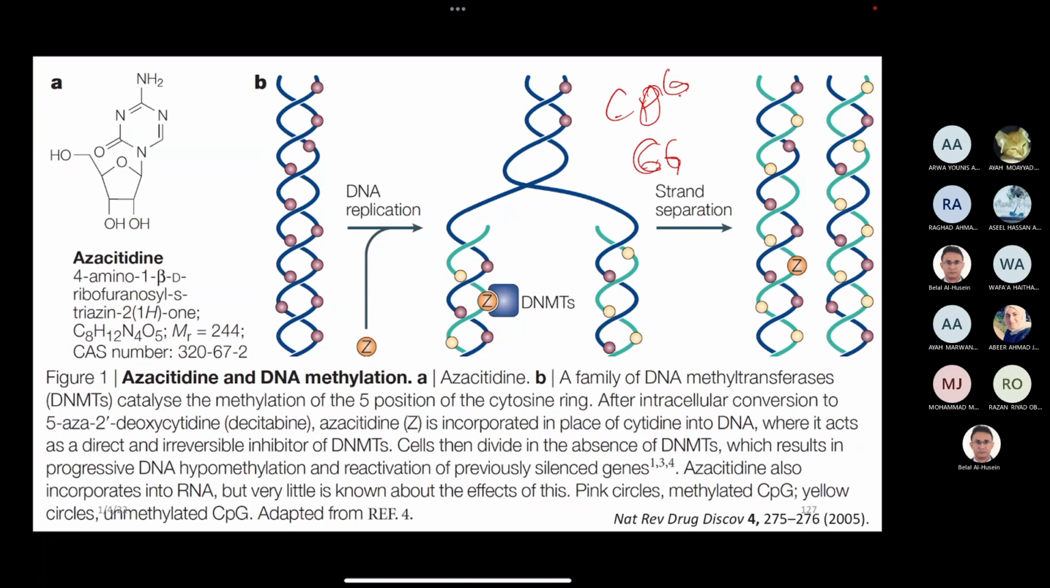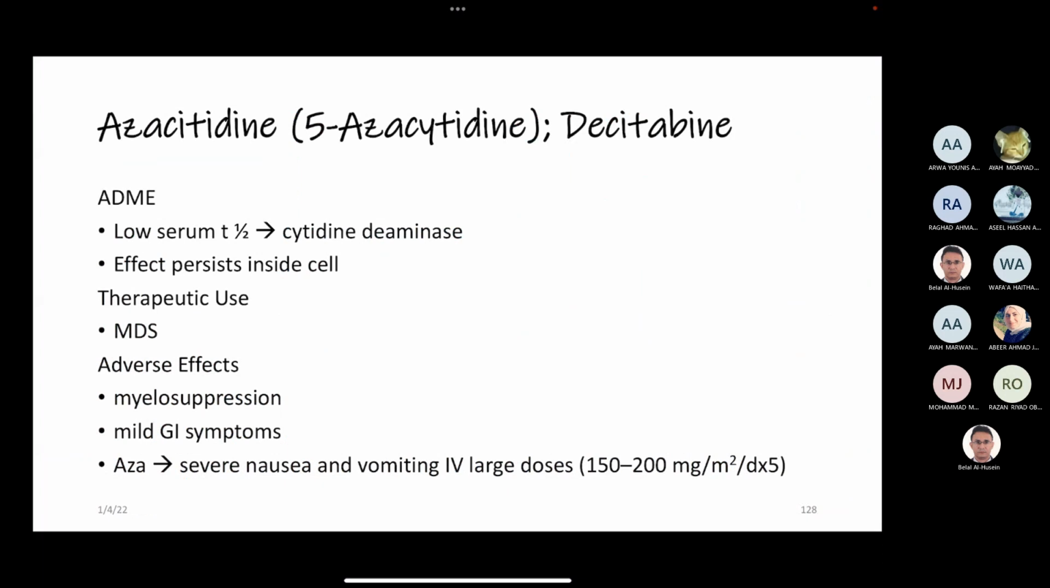And here you have something called hypomethylation of DNA. Hypomethylation is expected to enhance the expression of genes that prevent cancer, like tumor suppressor genes, or shift the cells to differentiation. That's why azacytidine in particular is used in a condition before transformation to full malignancy.